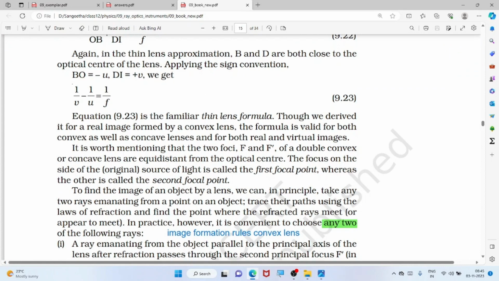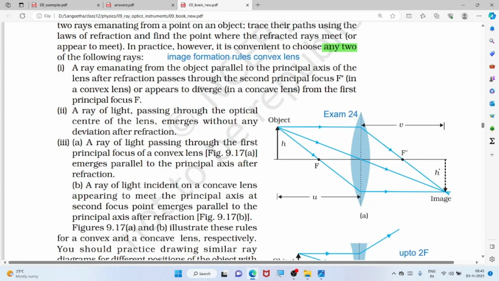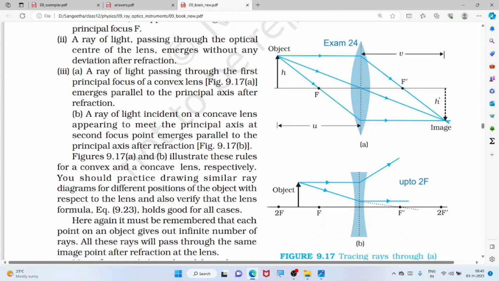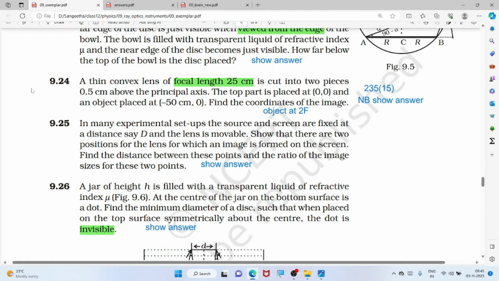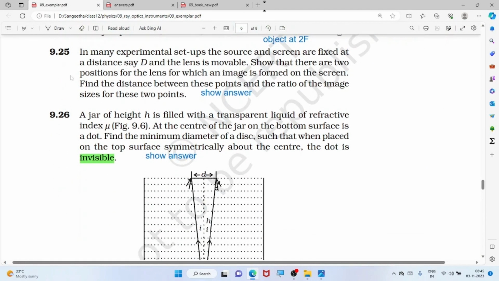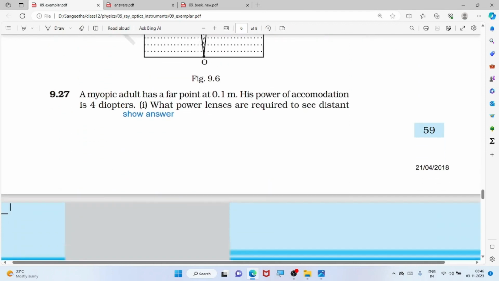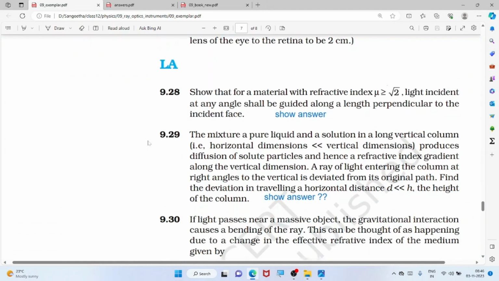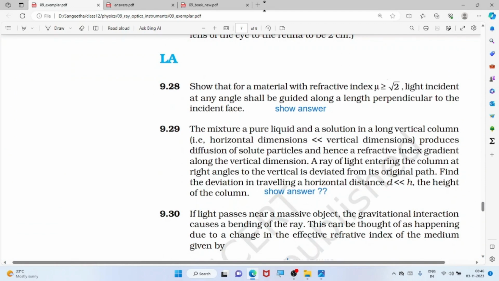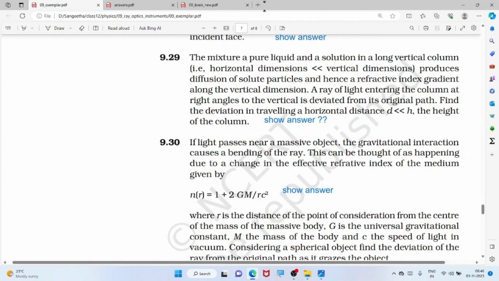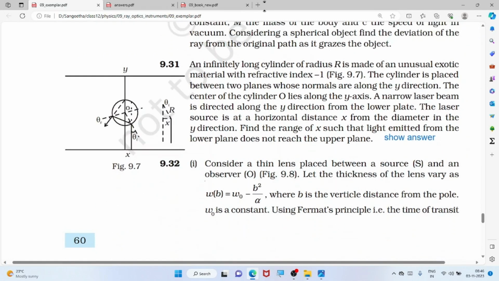So this is the formula. Here see, this object and the image will be formed here. Only the distance will vary, and this is the scenario. These things also you go through the answers. See, important thing here in this ray diagram: some scenarios are given in the book and some other scenarios you have to draw yourself based on the rules.